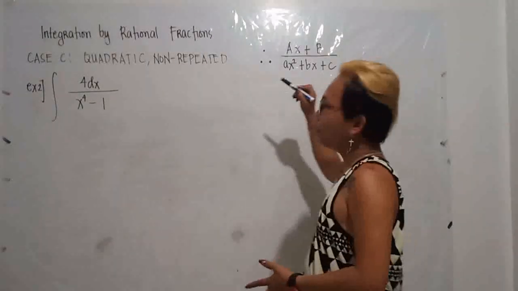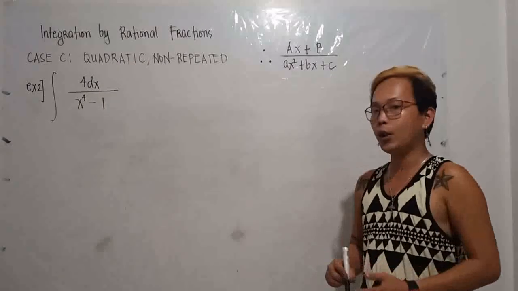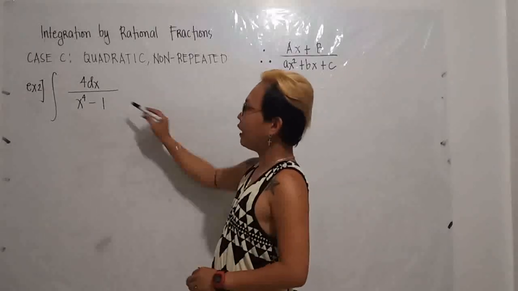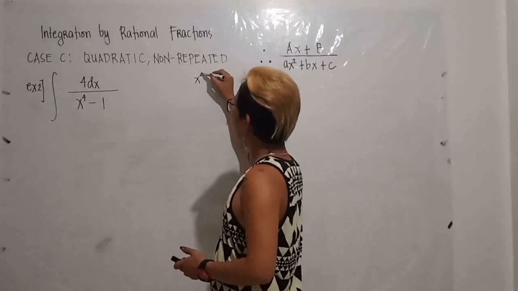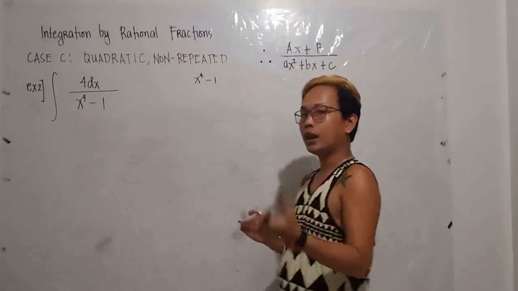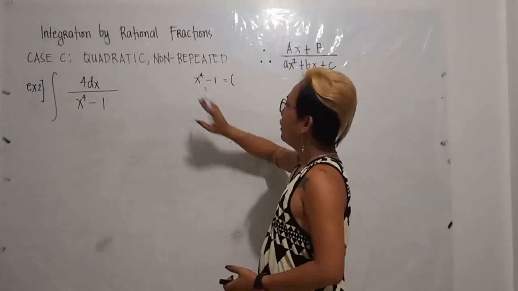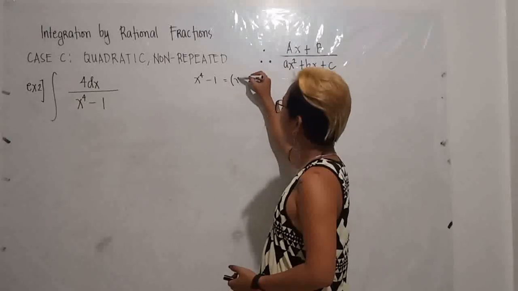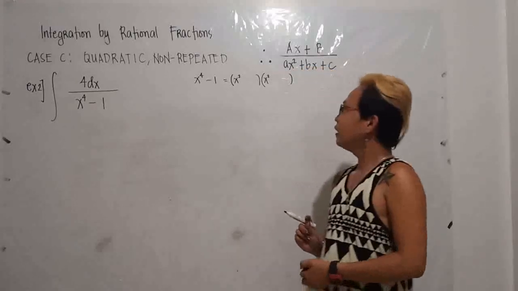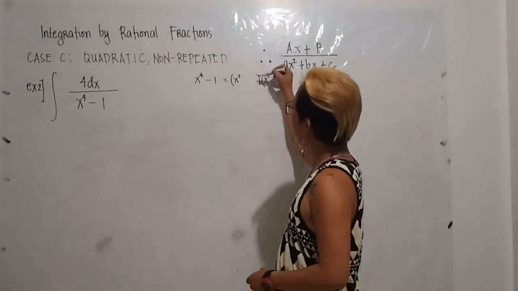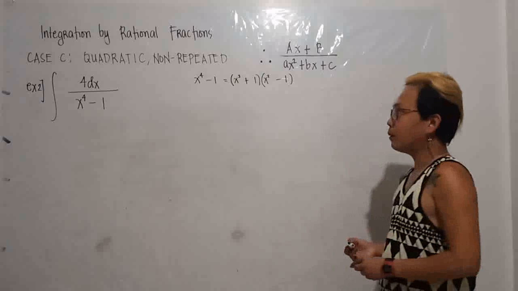Okay, next example, example number 2. We will now have the integral of 4 dx all over x raised to 4 minus 1. Our denominator is x raised to 4 minus 1. So we will do factoring. X raised to 4 minus 1 is an example of sum and difference of two squares. So the square root of this is x squared. So you will now have also x squared. Then pagdating dito, you will have 1, so this is also 1, then plus and minus, the sum and difference of two squares.